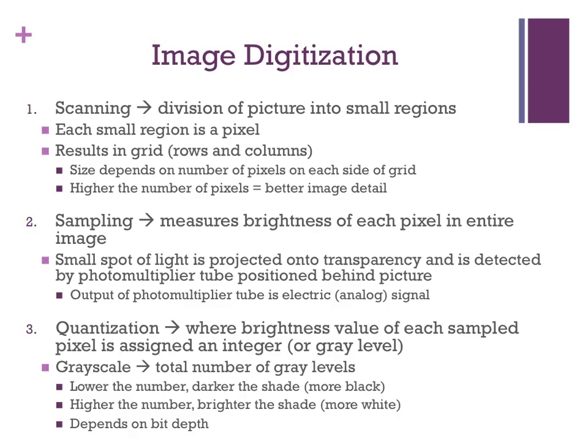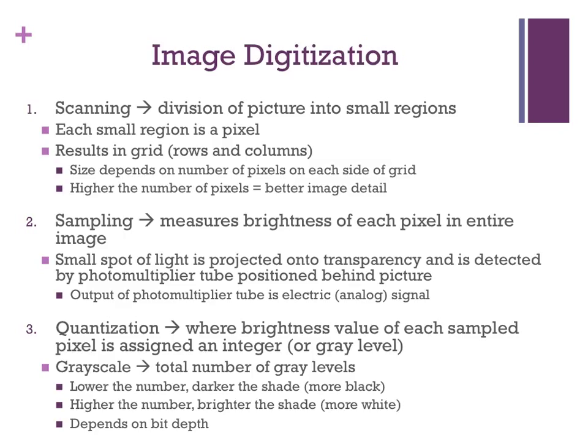For the sampling step, this measures the brightness of each pixel in the entire image. A small spot of light is projected onto a transparency and is detected by a photomultiplier tube positioned behind the picture. The output of the photomultiplier tube is an electronic signal.